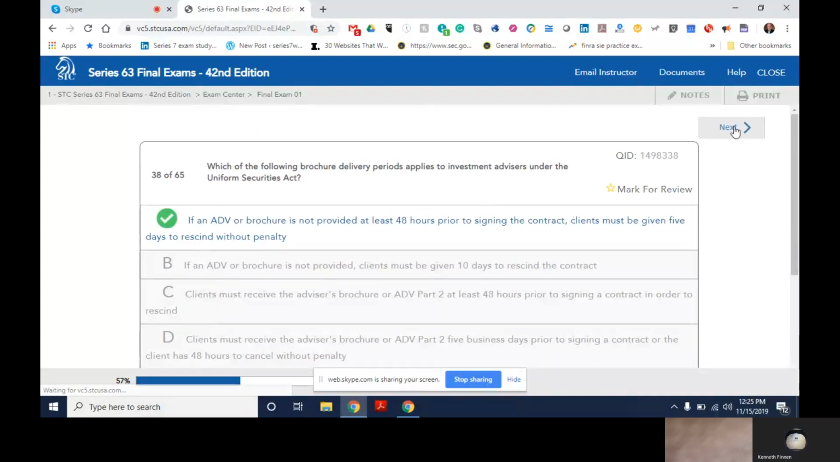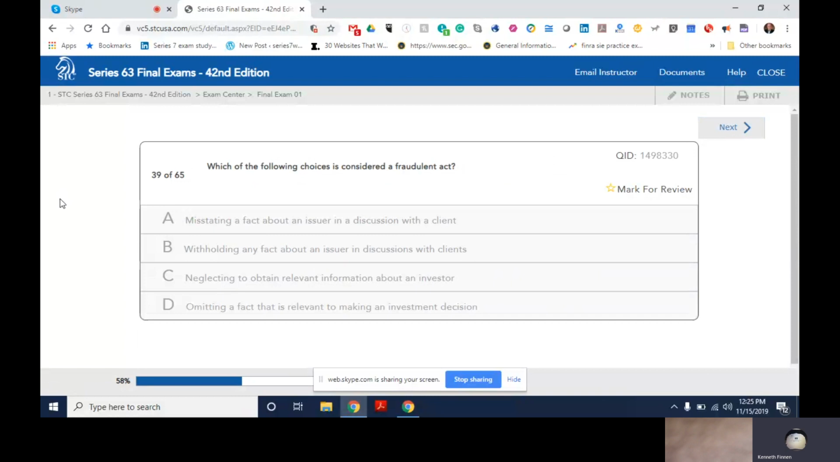Boom. Which of the following choices are considered fraud? What's a fraud? Misstating a fact about an issuer. We'll come back to that. Withholding any fact. It's not any, it's withholding material facts. Neglecting to obtain relevant information about an investor. We do need that, but it's not fraudulent. I think it's just unethical, which is not criminal. Omitting a fact that is relevant to making a decision. That's interesting. So it's either A or D. Misstating. I think misstating is it.